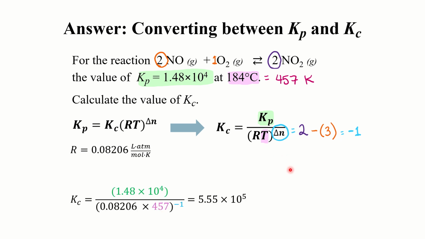Now I can plug my values in. This goes in for Kp. This goes in for R. This value goes in for T. And this value goes in for delta N. Plug those numbers in and solve, and you should get an answer around 5.55 times 10 to the fifth.